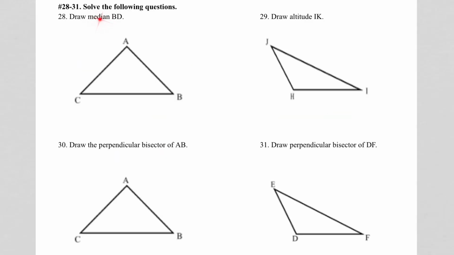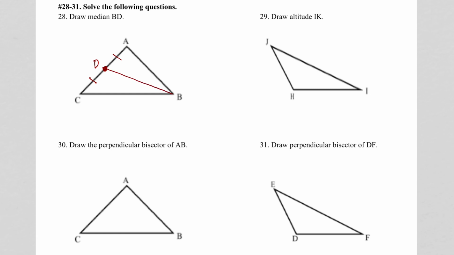If I'm going to draw the median BD, I know that B is one of the points, so the D must be over here. So I'm going to pick a point halfway through, and I'm going to call that point D. And I have to show that it's a median by doing that. And then I'm going to take my ruler and draw from B to D.